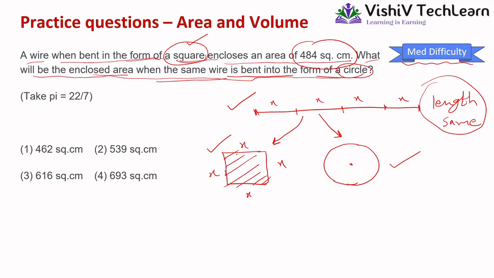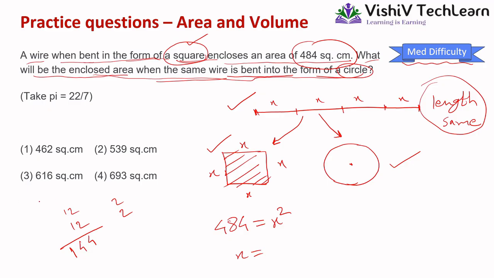So the area of the square is given, which is 484. By the formula, x is the side, so x square is the area. So x will be how much? Now 484 is a square of 22. We can confirm it here. 2 2s are 4, 2 1s are 2, 2 1s are 2. So this is again 4, and 1 1s are 1.